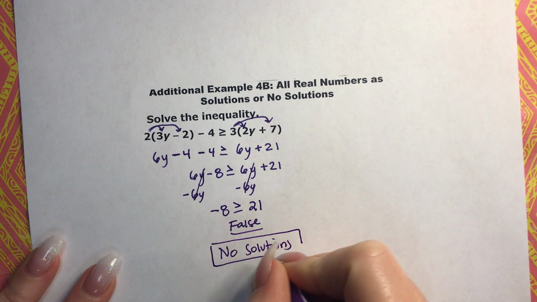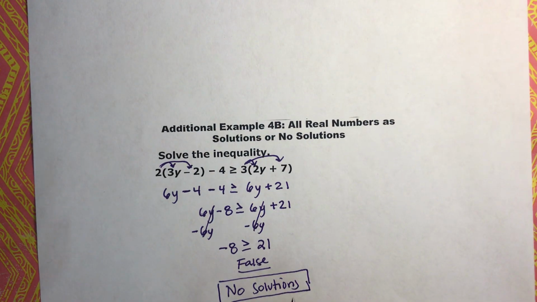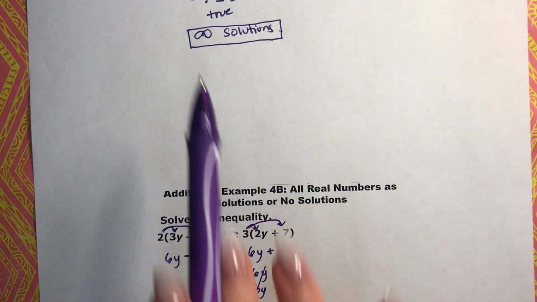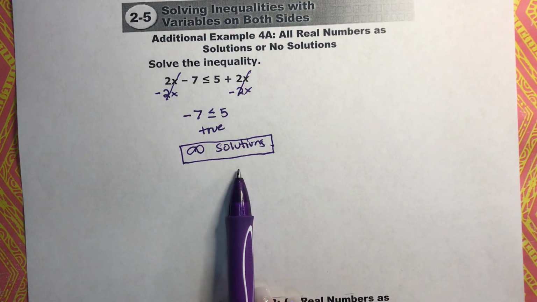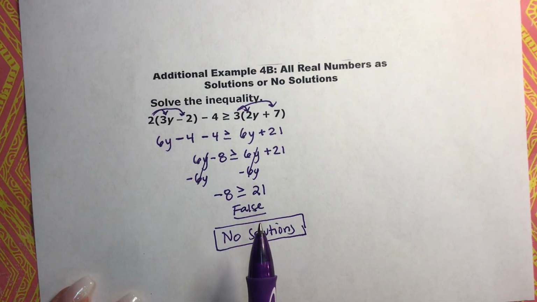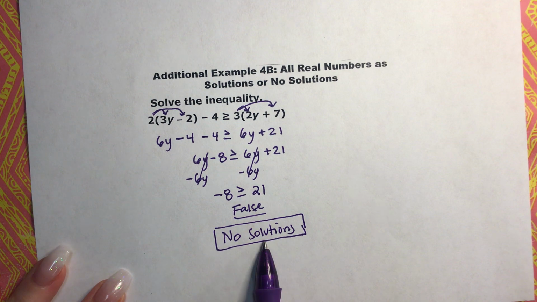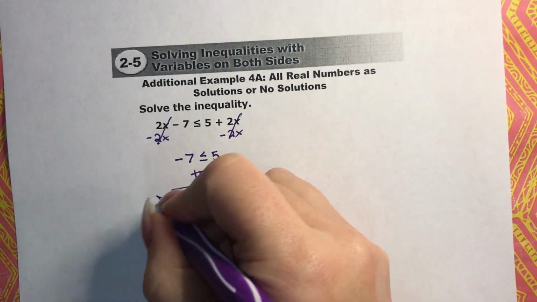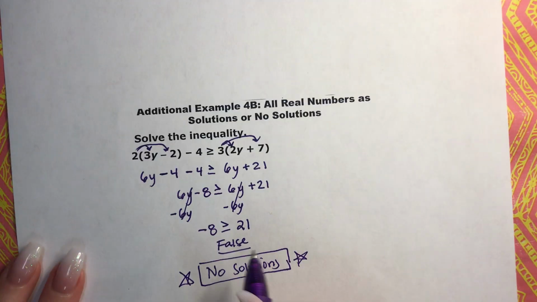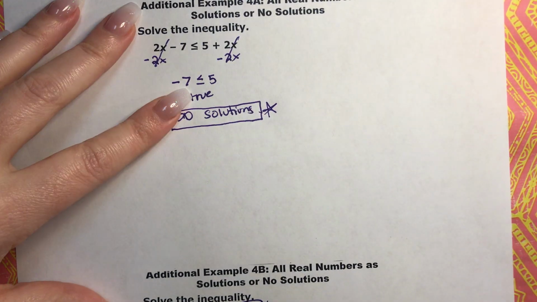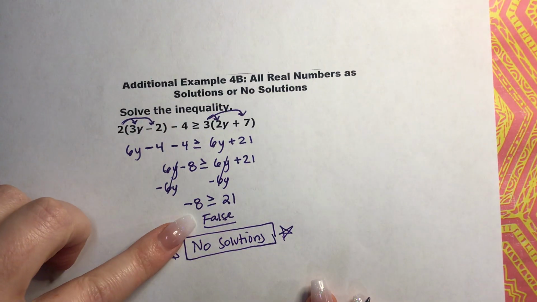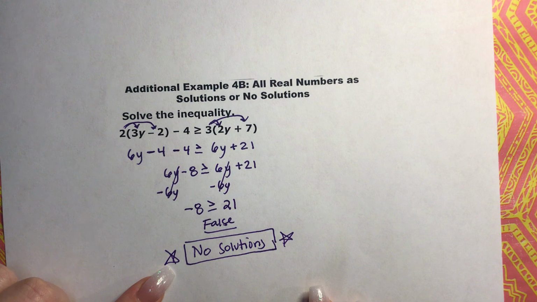So sometimes people just say true or they just say false, but you're not answering the question. The question is asking for you to find the solution. So if it's true or false, you have to say infinite solutions if it's true, and if it's false, no solutions. That is the answer. True or false is not the answer. You have to interpret true and know that it means infinite solutions, and you have to interpret false and know that that means no solutions.